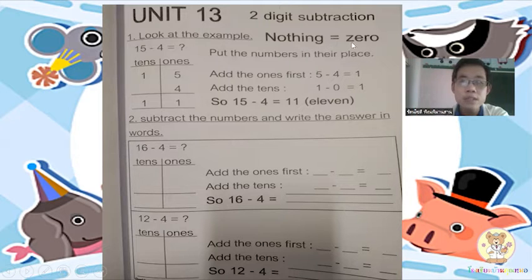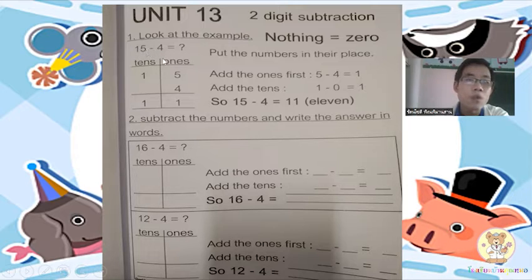Nothing equals 0. As I have mentioned before, if we talk about 0, it means nothing. When you want to bring any other number to plus or minus with 0, it stays the same number because 0 means nothing. Okay, everybody, please take a look over here.